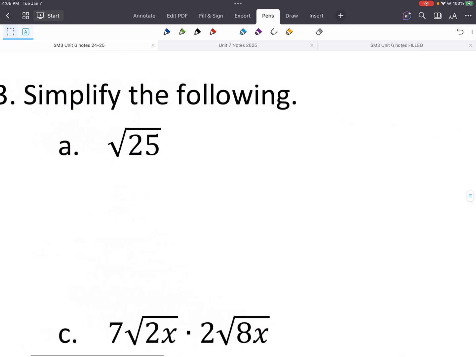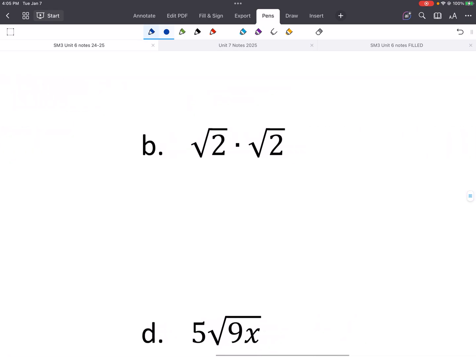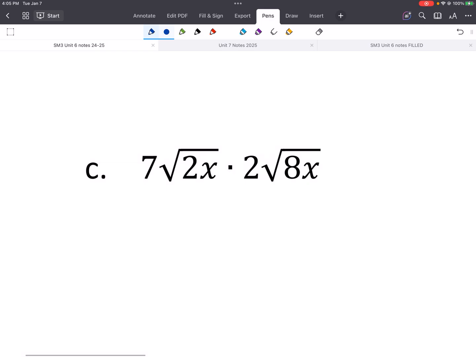So obviously that one's pretty simple. The square root of 25 is just 5. Okay, for B, when we multiply radicals, we can multiply them normal, like you would 2 times 2. Okay, so this would end up being the square root of 4, which ends up just giving us 2. Okay, that becomes helpful when we have something like C.